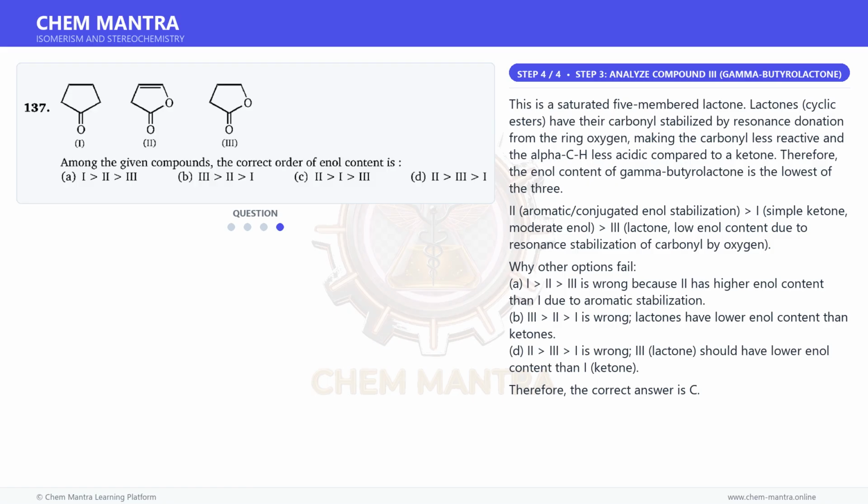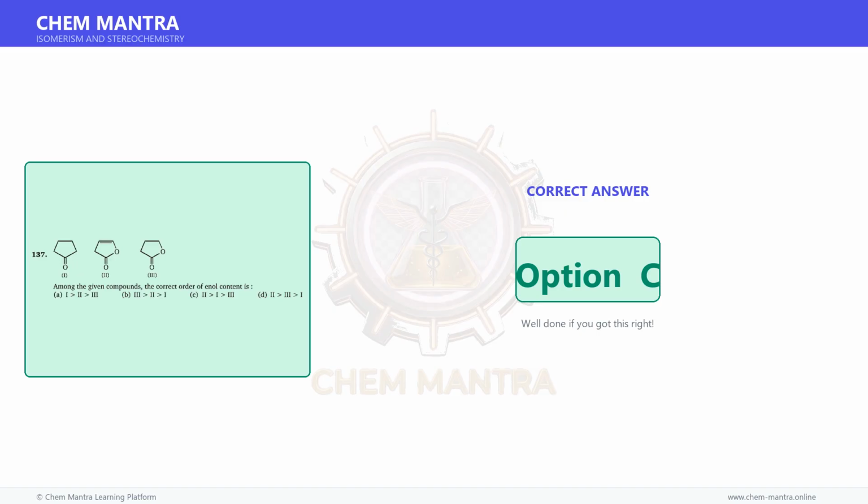Why other options fail? A. 1 > 2 > 3 is wrong because 2 has higher enol content than 1 due to aromatic stabilization. B. 3 > 2 > 1 is wrong, lactones have lower enol content than ketones. D. 2 > 3 > 1 is wrong, 3, lactone, should have lower enol content than 1, ketone. Therefore, the correct answer is option C.